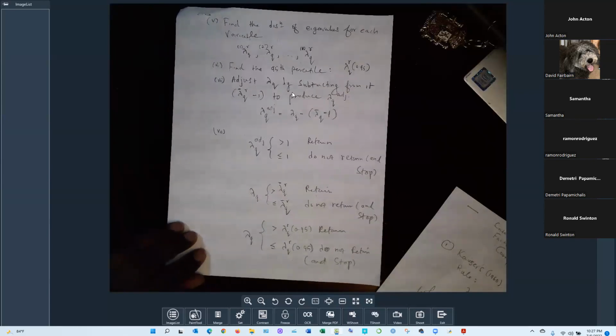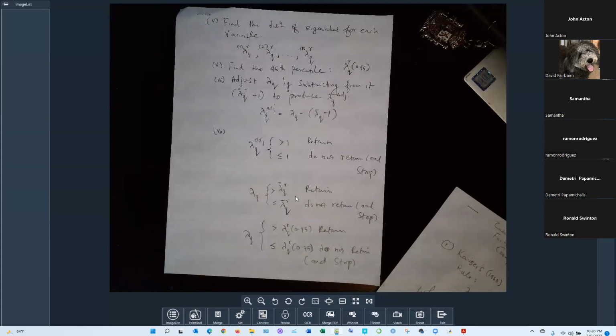And you can do a little bit of adjustment. With the adjustment, subtracting the mean, you can adjust and come up with how much to subtract from the lambda you had. That's called adjusted. Then, if it is greater than 1, you retain. If it is less than or equal to 1, you do not retain.